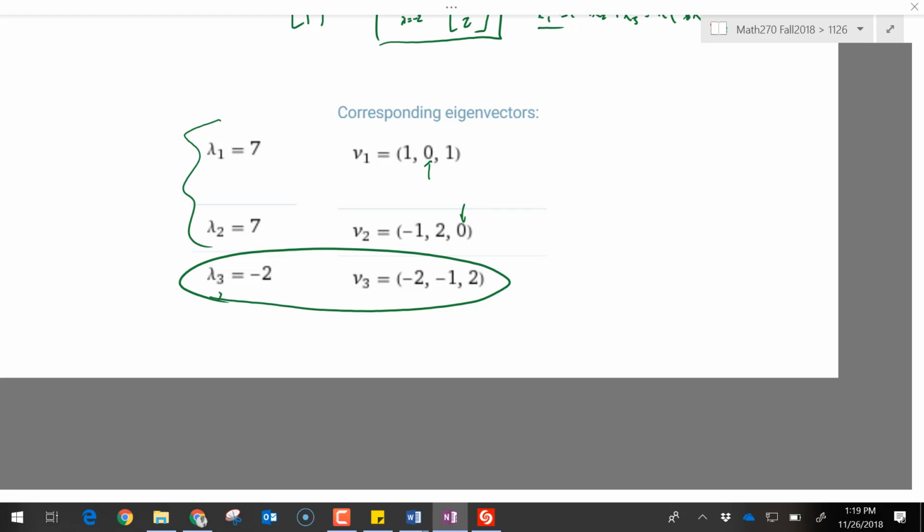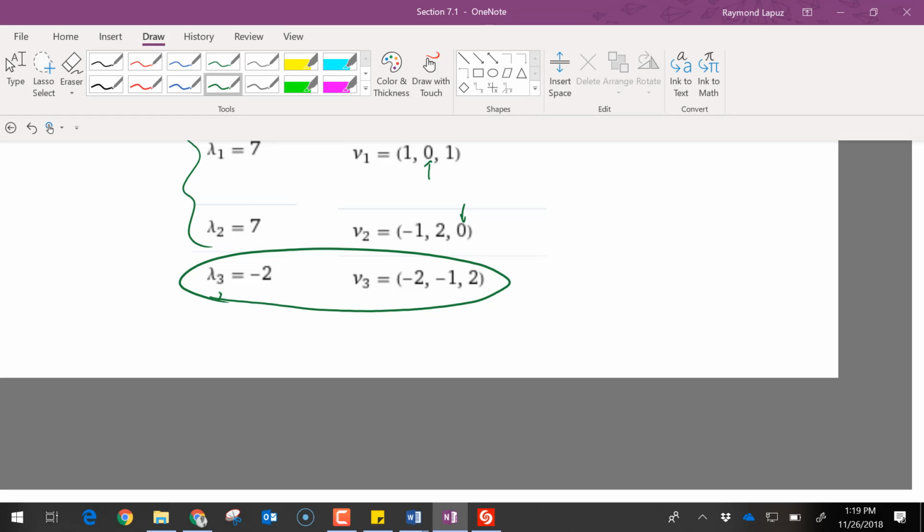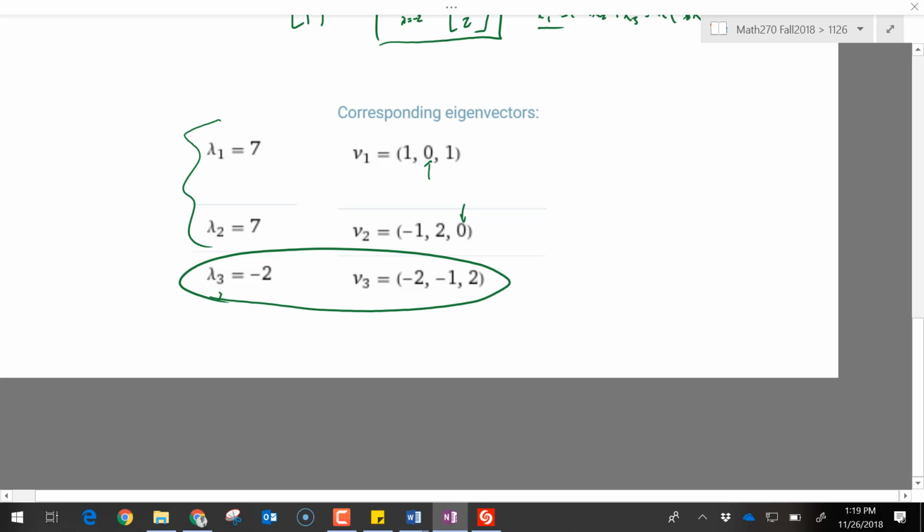Okay, so the diagonalization for this, there's a bunch of different answers, but as long as you're consistent with your D and your P, you should be okay. So for D, that's the easy one. We can just write it the way we're seeing it here, or we can write it with -2 first. It doesn't matter. So let's do 7, 7, -2 on the diagonal, 0 everywhere else. So this is your diagonal matrix.